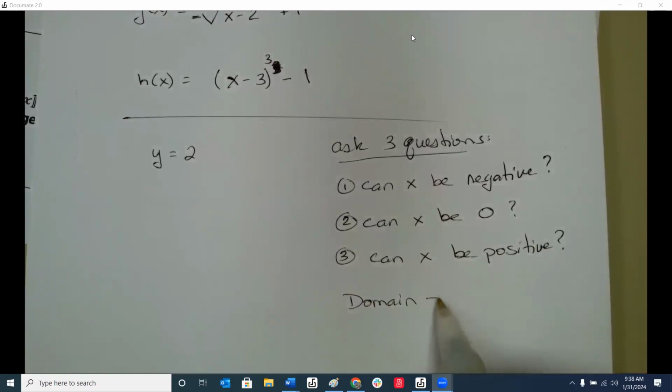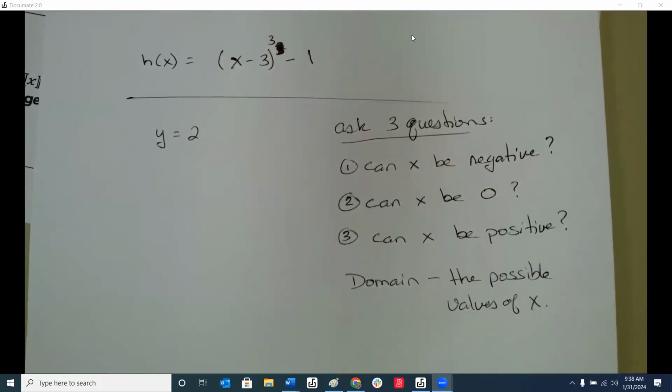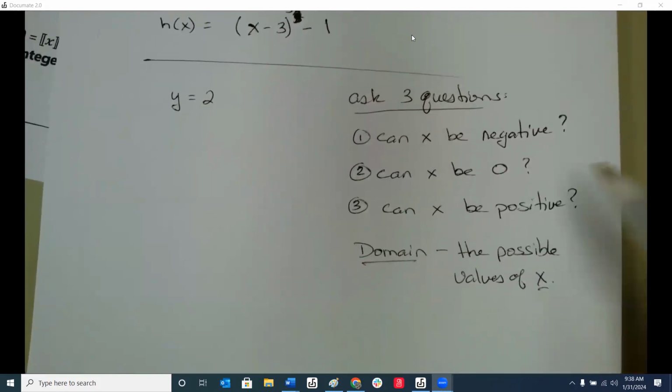When we say domain, we look at all possible values of x. So when we say domain, we're only talking about the x-axis, the x variable. And that's why we ask, can x be negative? Can x be positive? Can x be 0?